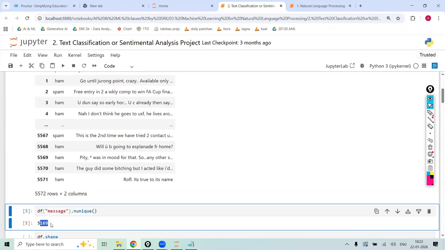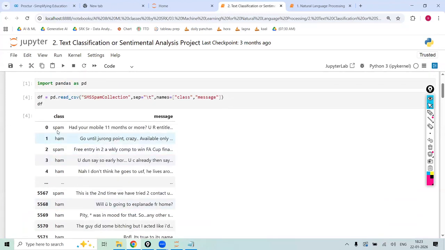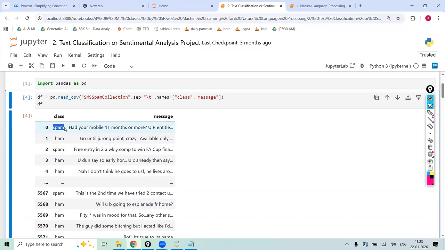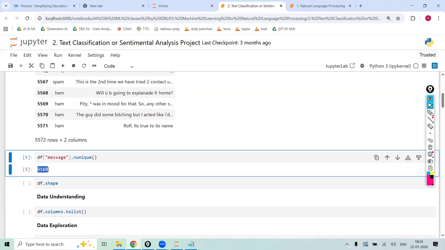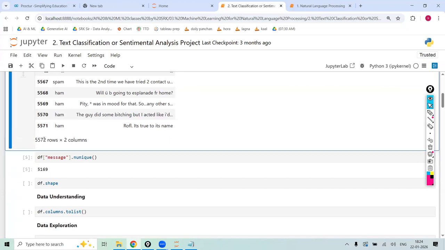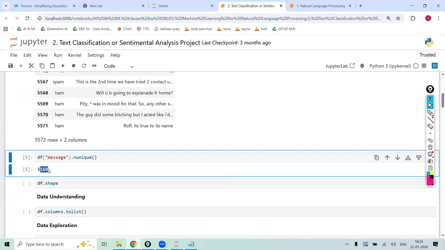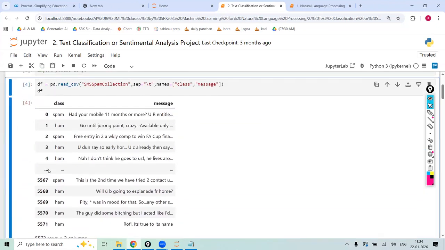That many categories will not be there, right? A category will have a single word or a maximum of two words, like positive, very positive. A limited number of categories will be there: 1, 2, 3, 4, or 10 categories. Out of 5,572 records, 5,169 categories will not be there. If that many categories are available in real structured data, then we have to drop the column.